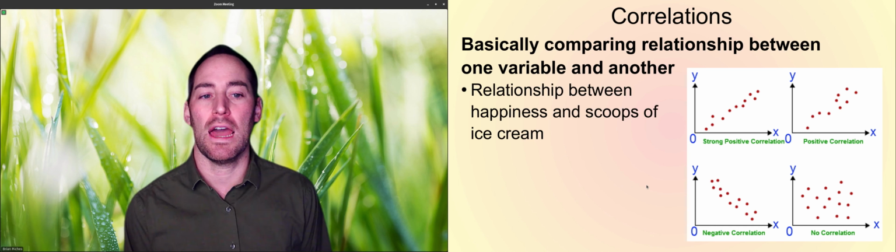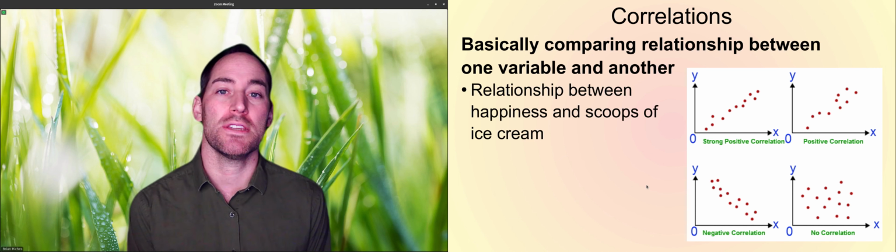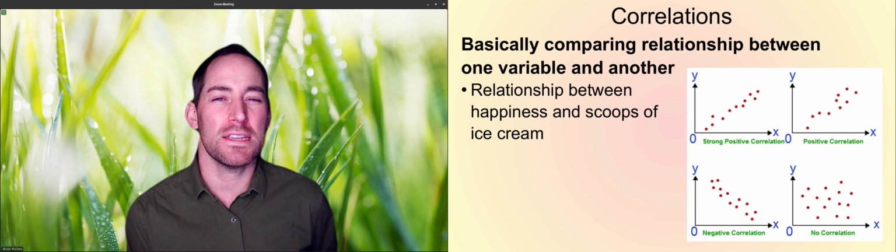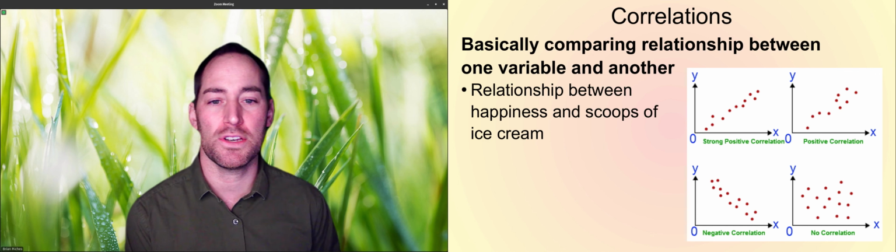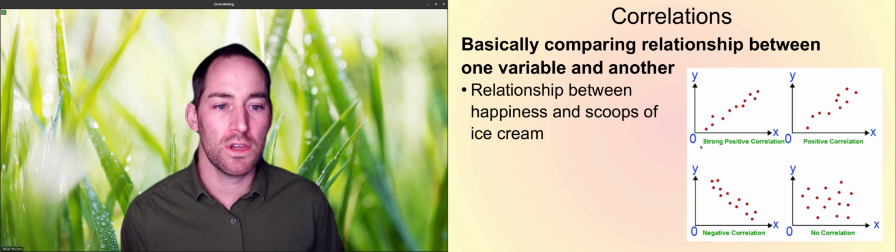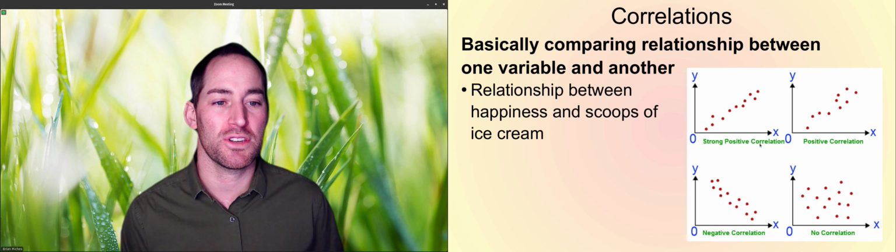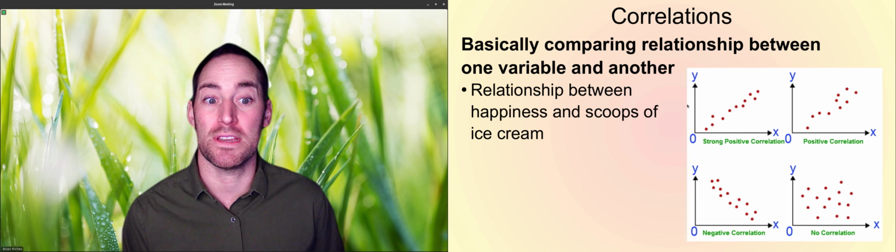So let's look at maybe the relationship between happiness and scoops of ice cream. Which one do you think this might be? My guess is you'd probably have a positive correlation. You get 1 scoop of ice cream, you'll be kind of happy. 4 scoops of ice cream, you'll be pretty happy. And 5 scoops of ice cream, very happy. This is your ice cream variable down here. This would be your happiness variable over here.